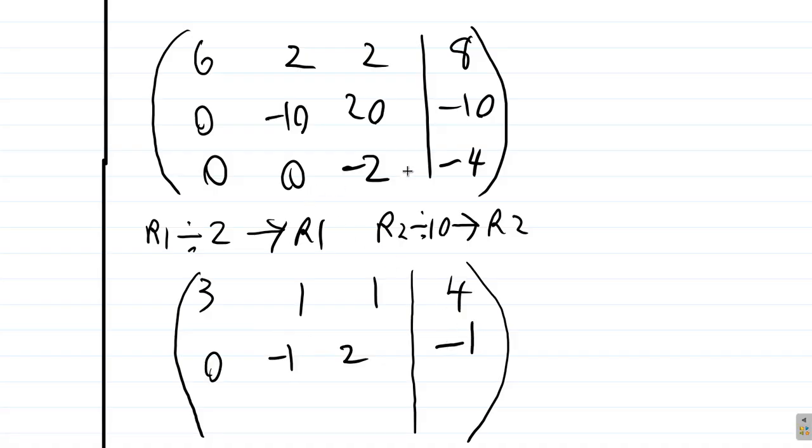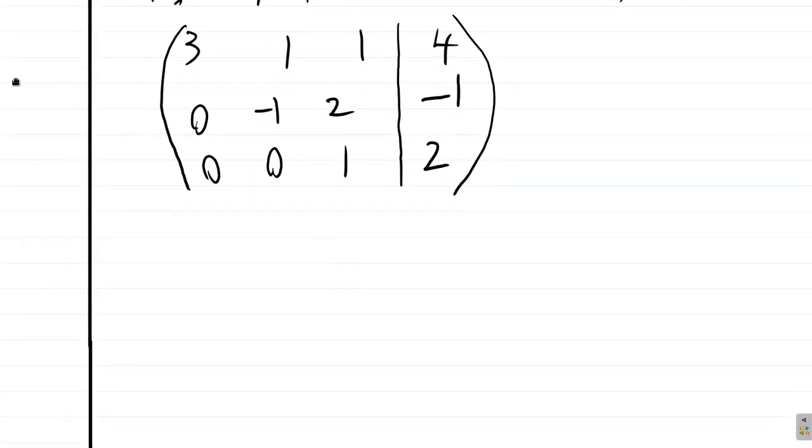Okay. And then row 3, let's divide it by negative 2 to get some positive numbers, leading to a new row 3. So if we divide everything here by negative 2, 0 over negative 2 is 0, 0 divided by negative 2 is 0. Negative 2 divided by negative 2 gives 1. And negative 4 divided by negative 2, we get 2. Okay, good.